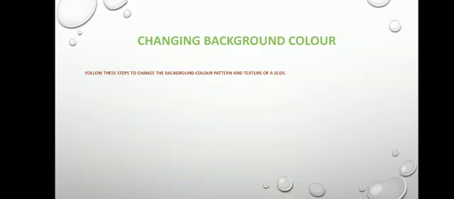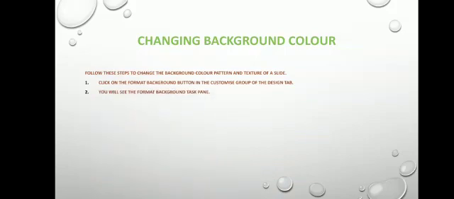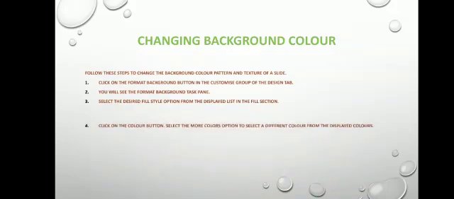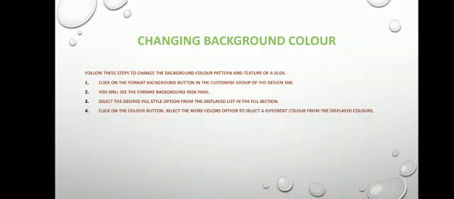Follow these steps to change the background color, pattern and texture of a slide. Click on the Format Background button in the Customize group of the Design tab. You will see the Format Background task pane. Select the desired fill style option from the displayed list in the Fill section. Click on the Color button. Select the More option to select a different color from the displayed colors.